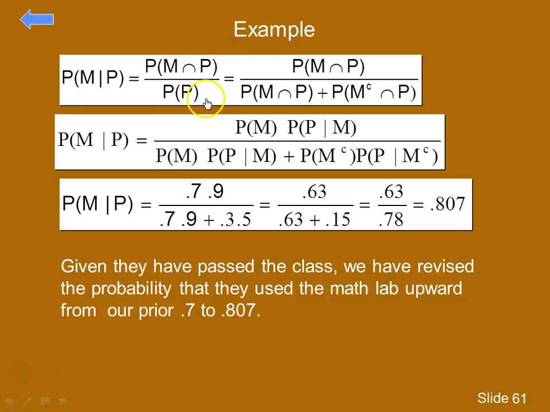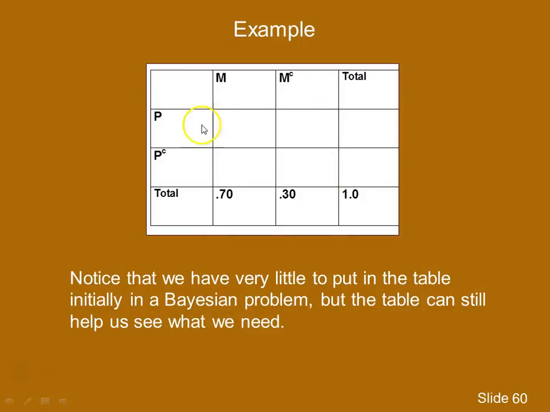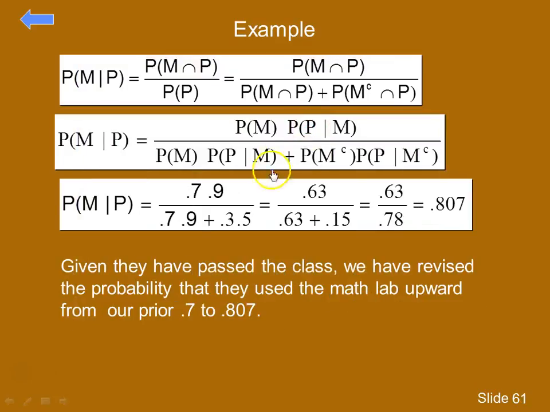Leave the numerator alone. The denominator is a marginal probability, sum of these two intersections. And this is where the table can help you. The probability of p is going to be this number out here on the margin of the table, the sum of these two intersections. Now apply the rule of intersections to each of these three parts, and you will get the next step here, which is actually Bayes' theorem. M given p is equal to m times p given m over m times p given m plus m complement times p given m complement.